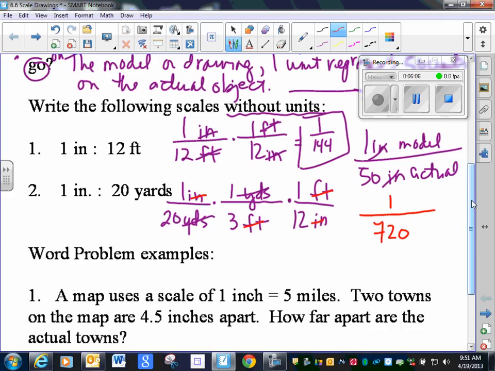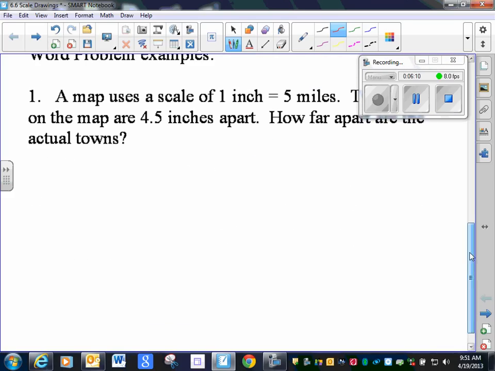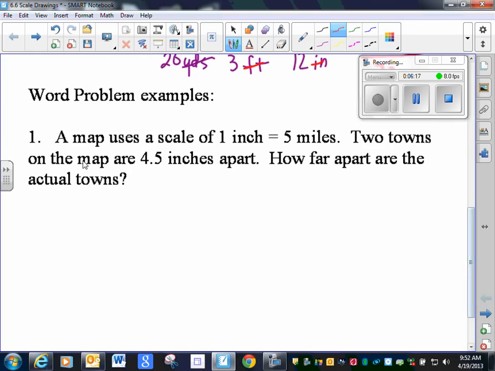Let's do a couple word problems. A map. Y'all are familiar with maps, I hope. We're going to actually do an activity with maps when I get back. The map uses a scale of 1 inch on the map represents 5 miles in real life, in actual. So, 2 towns on the map are 4.5 inches apart. How far are the actual towns apart?